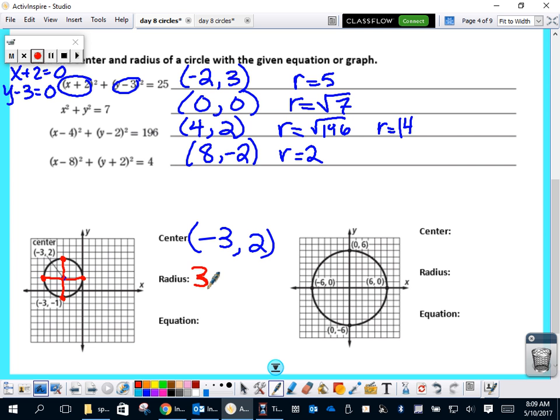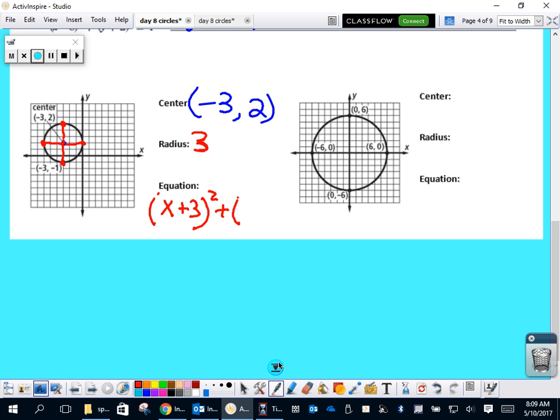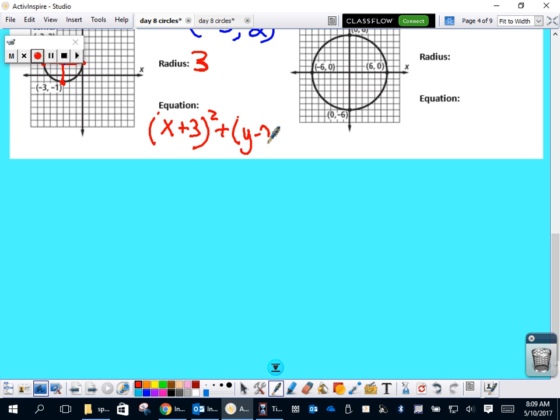Okay? So now my equation, is it going to be x minus 3 or x plus 3? Good. So it's minus a negative, plus y minus 2 or y plus 2? Y minus, equals r squared, which is, radius is 3, so 3 squared is 9. Okay?